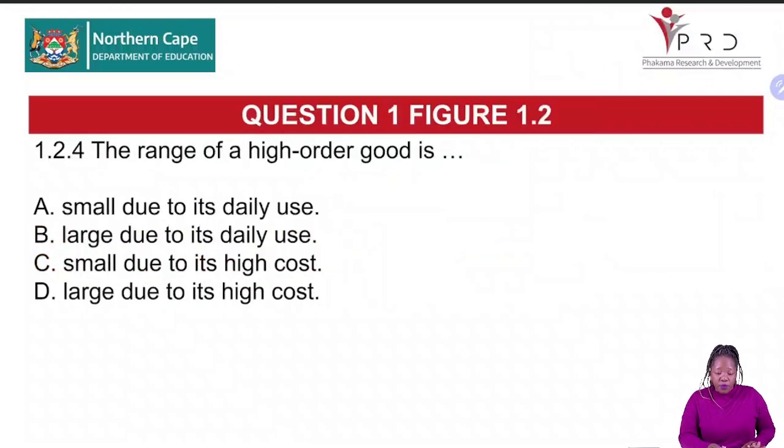Then we're moving to question number 4. The range of a high order good is. So again, we're talking about the range as well as the high order goods. So again, A up until D for 1 minute, and then after 1 minute, we will be able to do the correction.